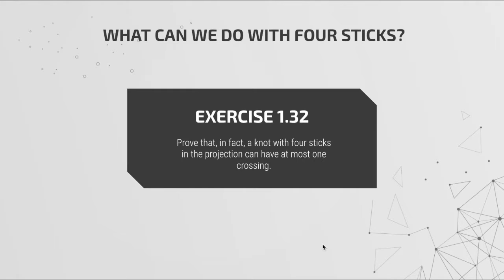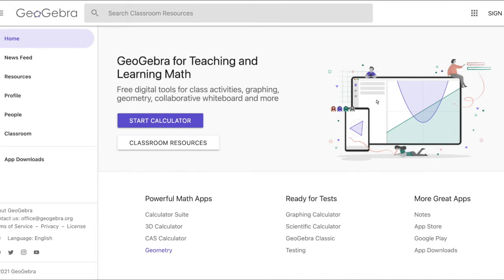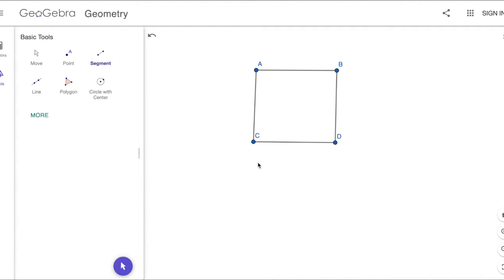One of the first exercises in this section asks us to prove that we can only make one crossing if we have 4 sticks, that one crossing is the most we can make. So to illustrate this, I'm going to go here to GeoGebra. This just seemed like a nice way to illustrate this.